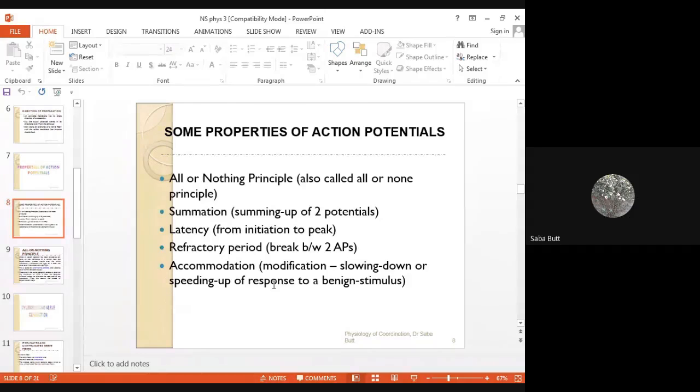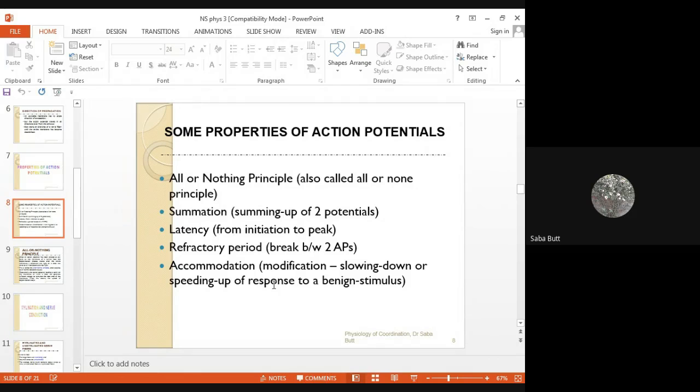So accommodation is basically modification, slowing down or speeding up, of a response to a benign stimulus. See, benign means which is not actually producing much of a response. But this is a weaker definition. The better book definition is any kind of modification in the response to any stimulus. Whenever a stimulus arises, what kind of response should there be? Should an action potential be generated? The message will be transmitted, or the message will not be transmitted.